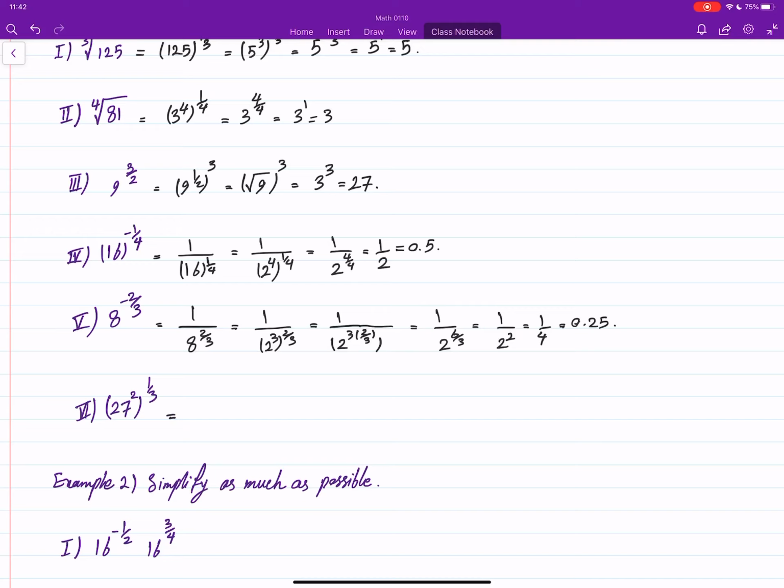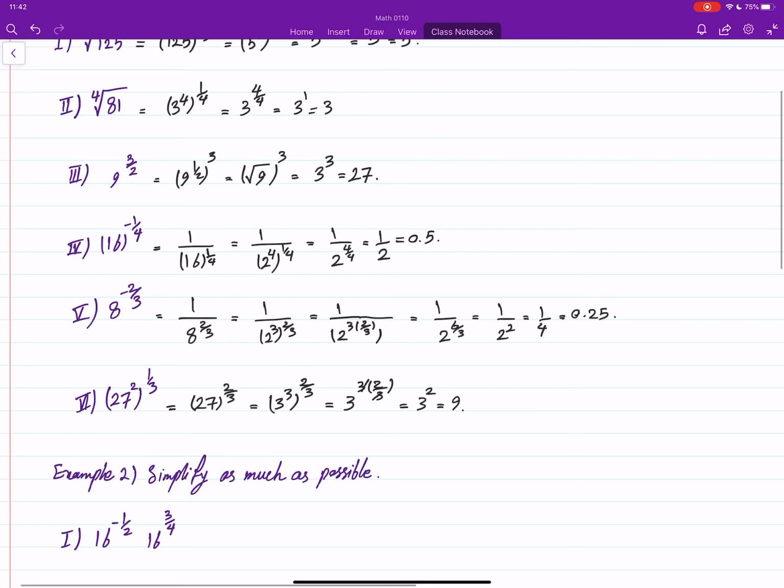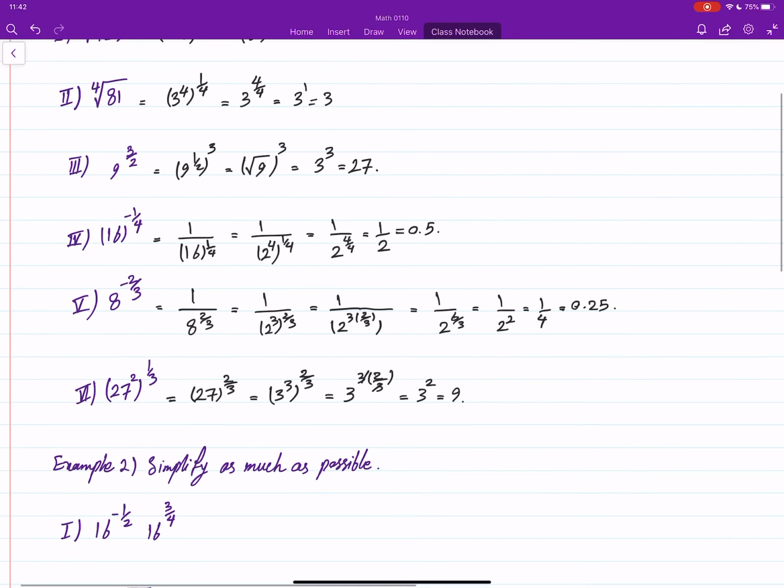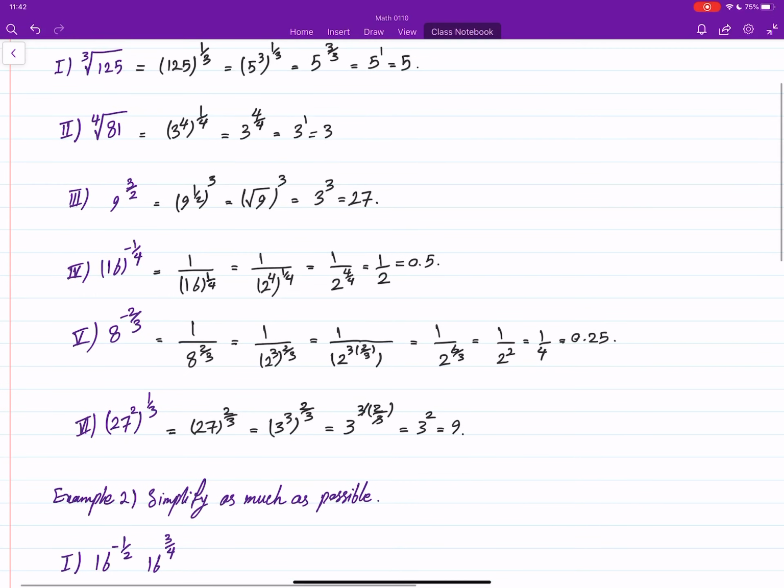In this part, well, we see that 27 itself, first there is an exponent of exponent, and 27 itself can be written as 3 to the power 3. Then another exponent of exponent. And these two cancel, we get 3 to the power 2, which is 9. So those were just examples of computing exponential expressions.